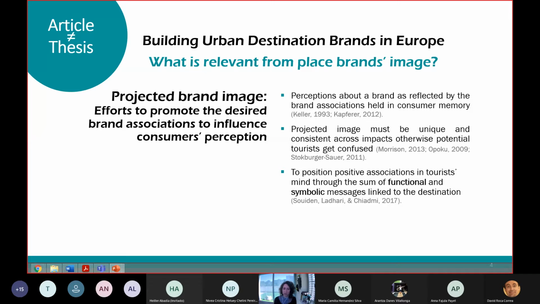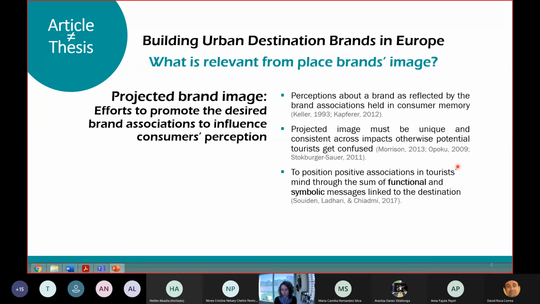which is highly important because we are talking about public finances. We're talking about public management. So all the resources that are invested in creating this image and finally placing these associations in consumer minds come from the pocket of each of the citizens of a territory. Okay, so it must be unique, consistent across impacts, otherwise it loses potential.